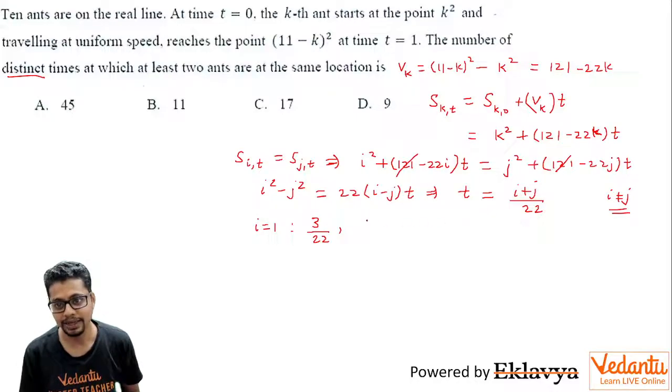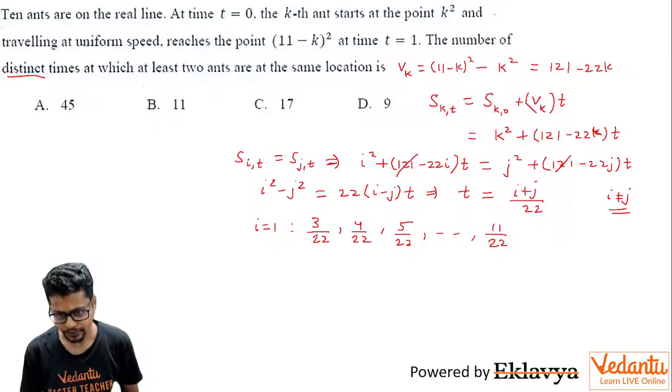1 plus 3 by 22, that means 4 by 22, is the time instant at which first and third end are meeting. Similarly 5 by 22, so and so forth, you have 11 by 22. And interestingly, all of them are less than 1 and of course greater than 0. So that means the first end is indeed meeting second, third, fourth, fifth, sixth, so and so forth up till the 10th end at these time instants respectively.